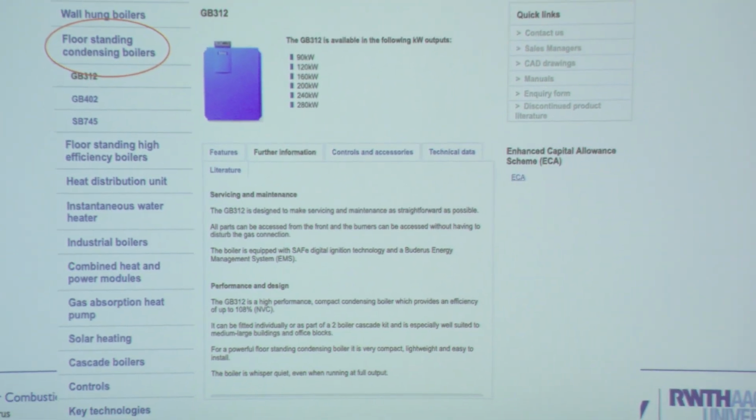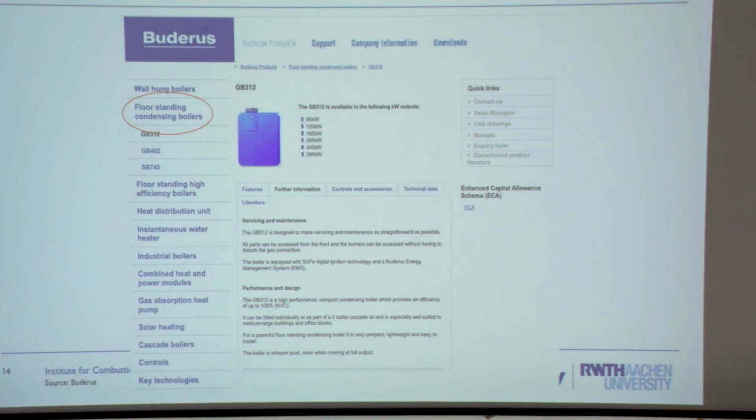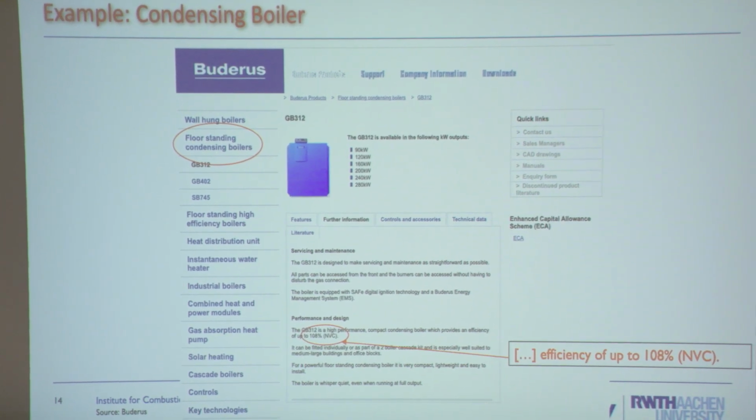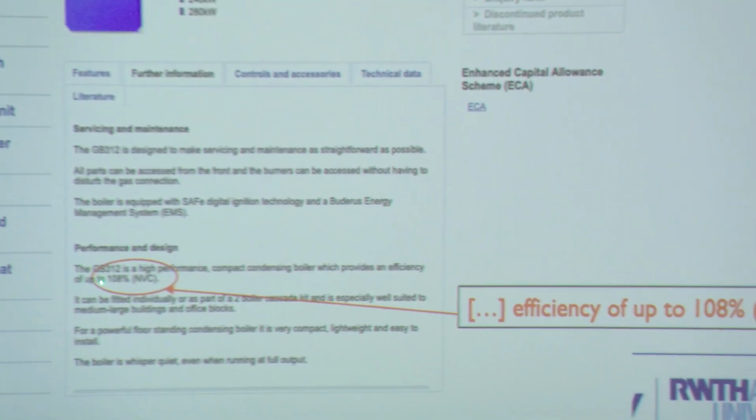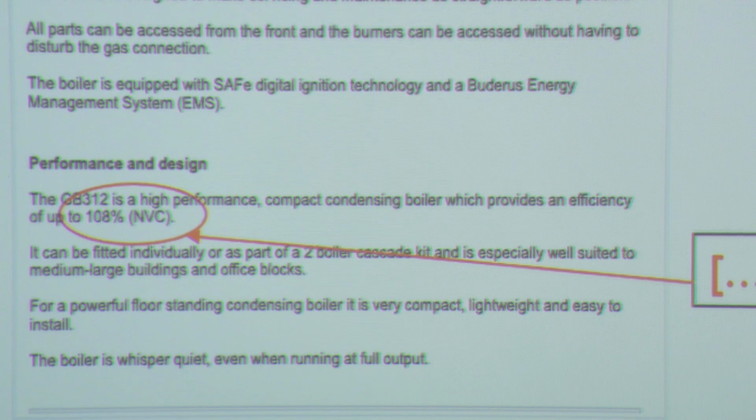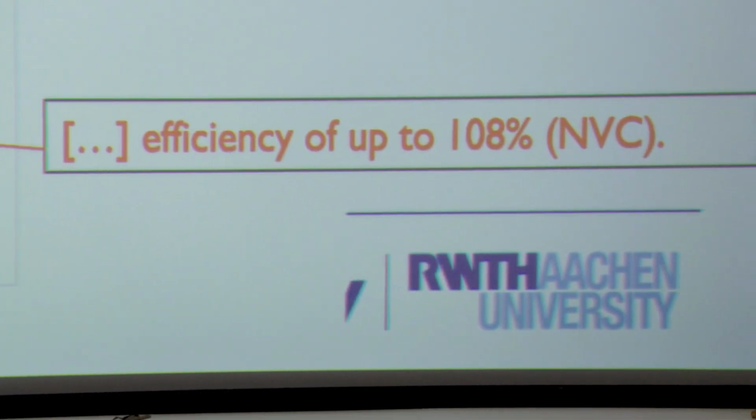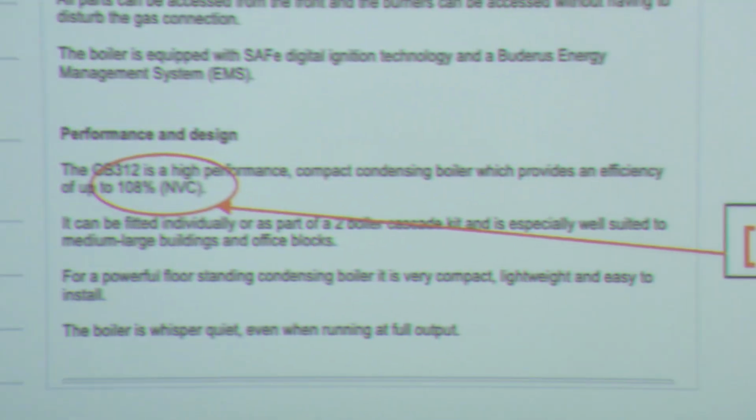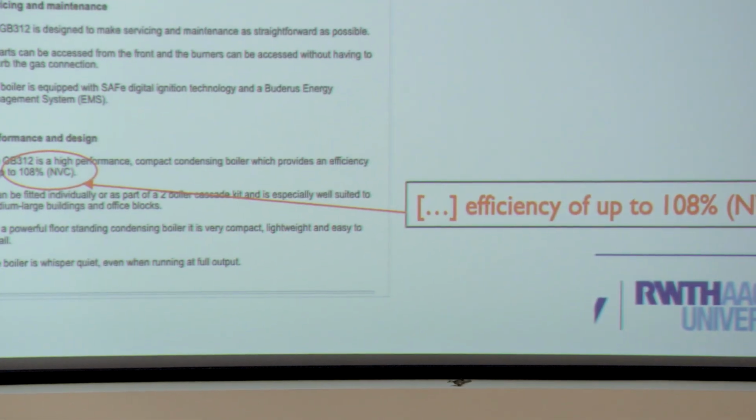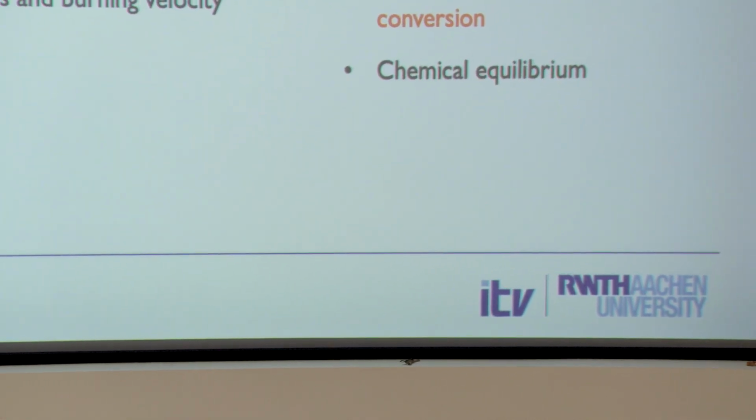So they use this, and they play funny games with this. This here is a so-called condensing boiler, a domestic heating system. And they say here, performance and design: the model is a high-performance compact condensing boiler which provides an efficiency of up to 108%, okay? And that is not bending the laws of physics, which is the first law of thermodynamics. It's just playing games with the numbers. They assume the lower heating value, but they use the upper heating value, okay? And have 2% loss, and then they get 108%, yeah? But it's not bad, good technology.